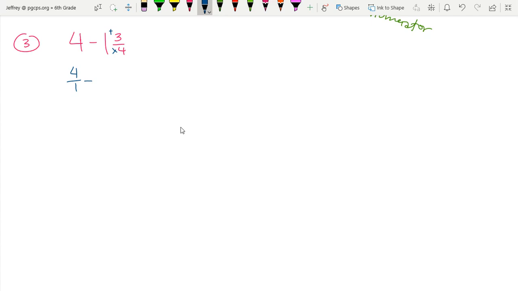So 1 times 4 is 4, plus 3 is 7. So 7 over 4. Now, let's find the common denominator. Obviously, it's going to be 4. So the common denominator is 4.